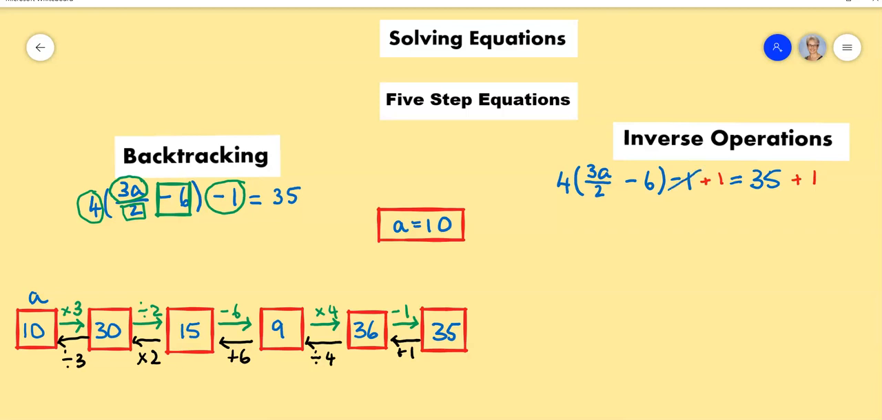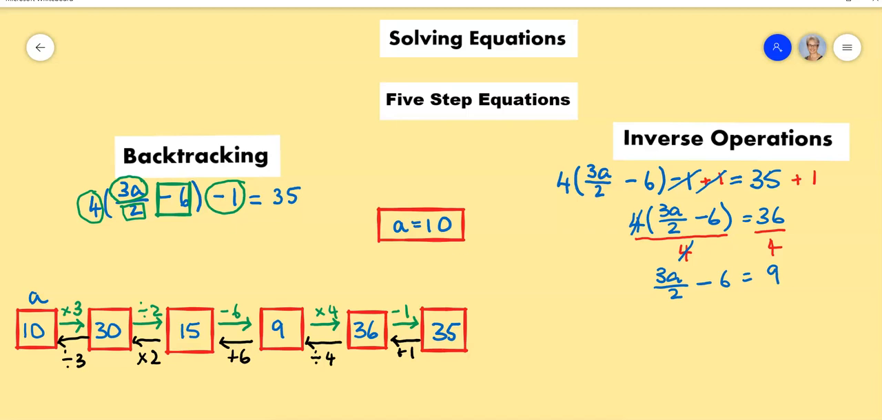Now, minus 1 and add 1 will cancel out, and I am left with 4 times 3a over 2 minus 6 is equal to 35 plus 1, which is 36. The next thing that we had to do was to divide by 4. So I'm going to divide both sides of the equation by 4. Times 4 and divided by 4 will cancel out, and I'm left with 3a over 2 minus 6 is equal to 36 divided by 4, which is 9.